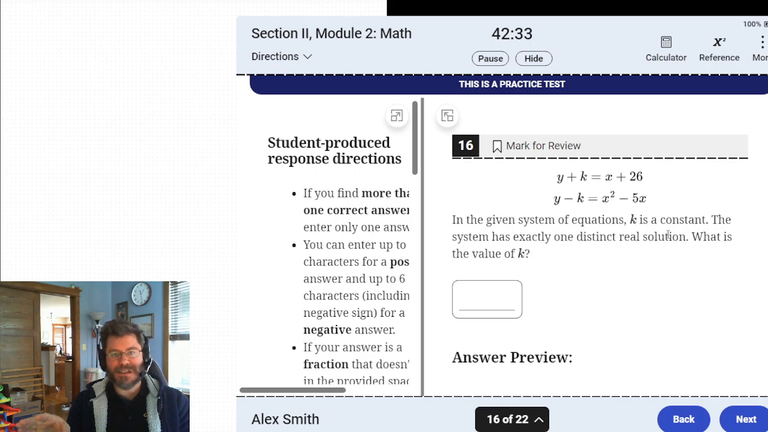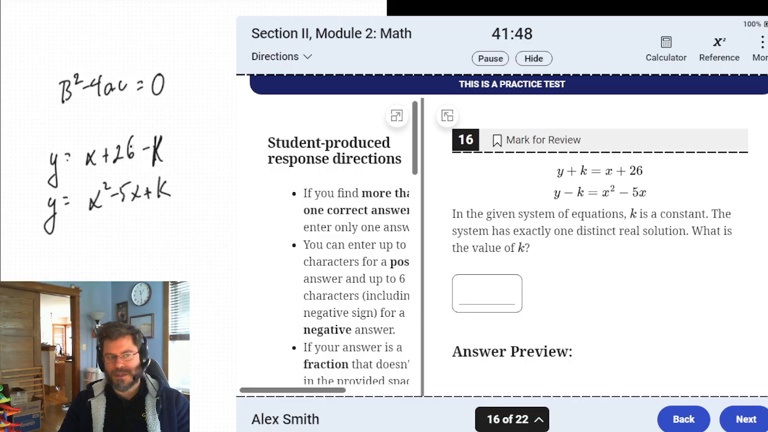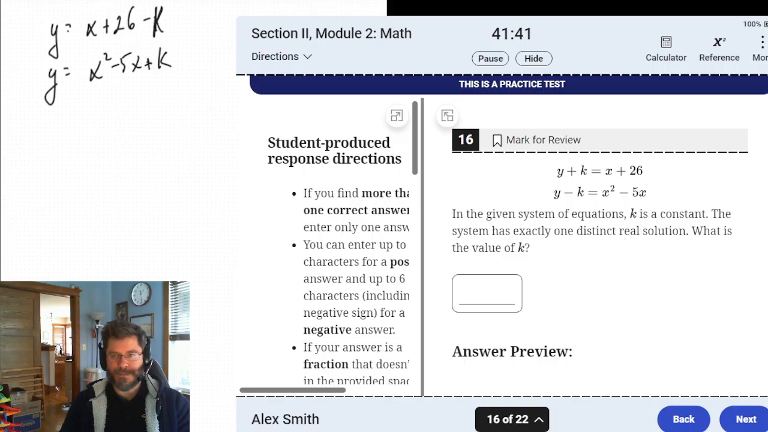Whenever they tell you the number of solutions, that's telling you to use the discriminant. And remember from previous videos, the discriminant is b squared minus 4ac. And if it has one solution, that's equal to 0. So I need to get this into standard form where I can plug in b, a, and c and solve for k. K will fit into probably the c compartment there. Let's get this into y equals format. So y equals x plus 26 minus k. Y equals x squared minus 5x plus k. We're going to set them equal to each other because it says the solution to the system has one solution, not that that equation has one solution.